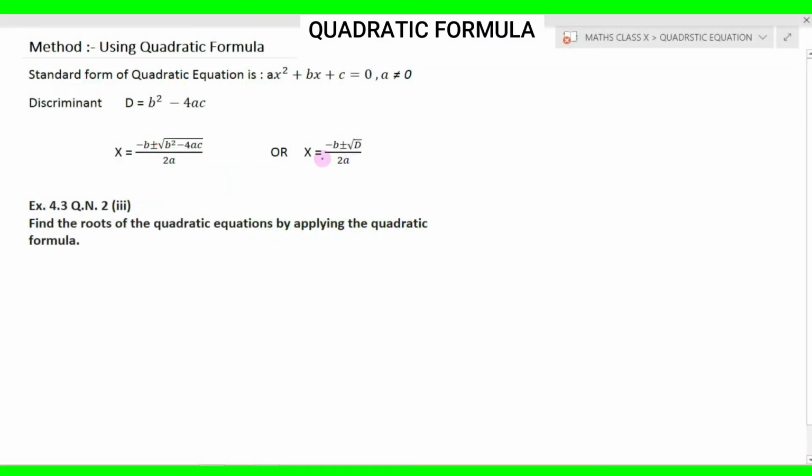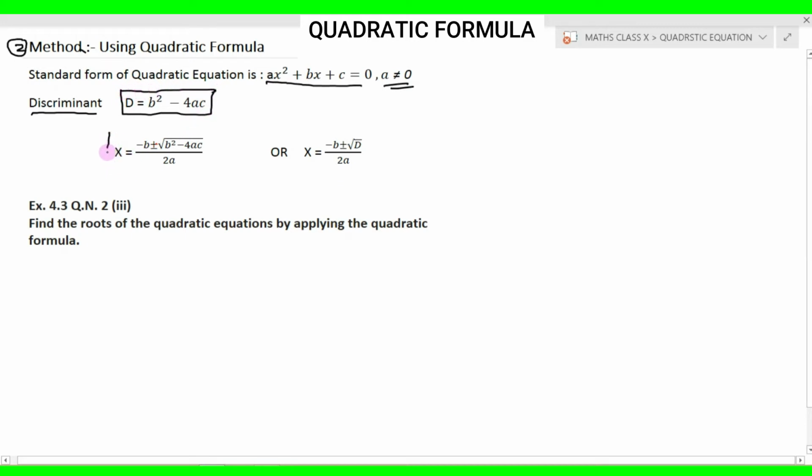Students, here in this part of the video I am going to solve the method of solving the quadratic equation by using the formula method. Our standard form of quadratic equation is ax square plus bx plus c equal to 0, where a is not equal to 0. And one more formula we have here for the discriminant. The value of discriminant, symbol we are using D, equal to b square minus 4ac.